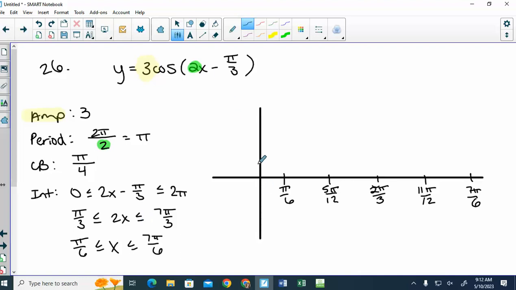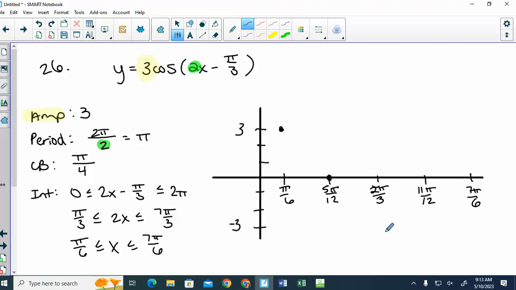Amplitude is 3. So my high point would be positive 3, and my low point would be negative 3. Cosine normally starts at its high point. If you ever get confused on those, you could definitely just work it out. If you plug in pi over 6, then you get 3 times the cosine of 0. Cosine of 0 is 1, 3 times 1 is 3. So you can plug them in if you have to.